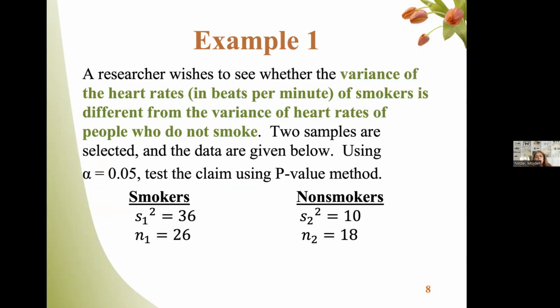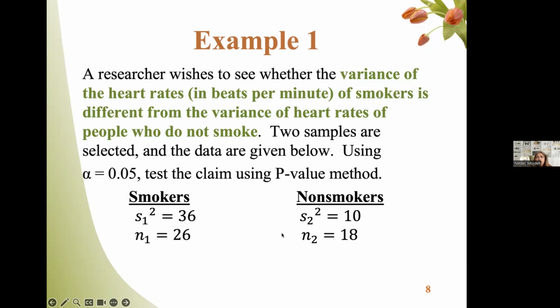Okay. Example 1: a researcher wishes to see whether the variance of the heart rate in beats per minute of a smoker is different from the variance of the heart rate of people who do not smoke. 2 samples are selected and the data are given below. Use alpha equal to 0.01, test the claim using the p-value method. Here is the smoker information, non-smoker information.